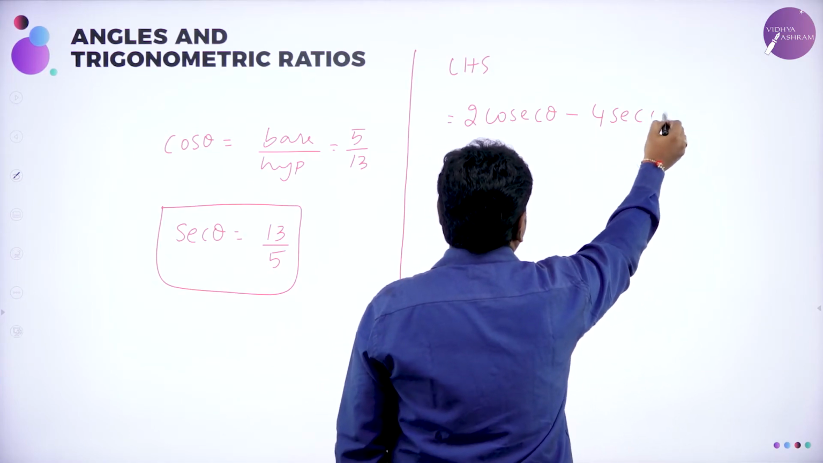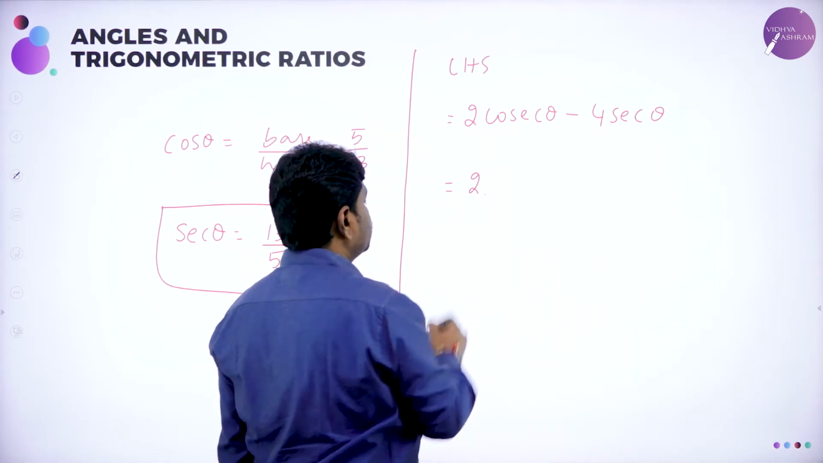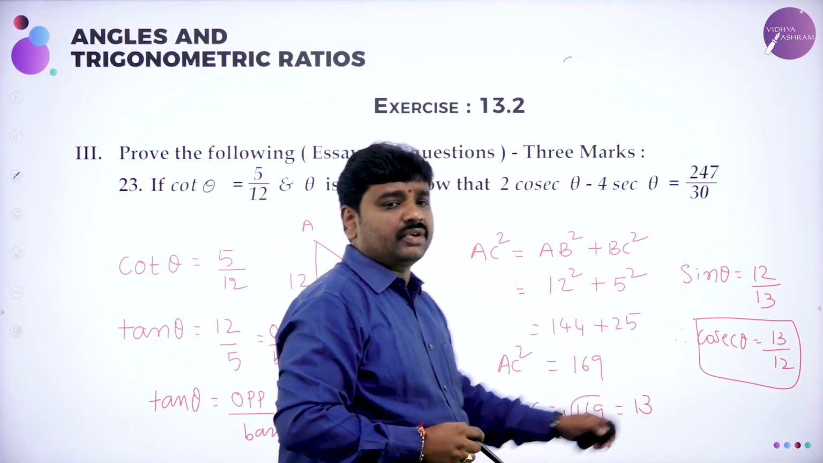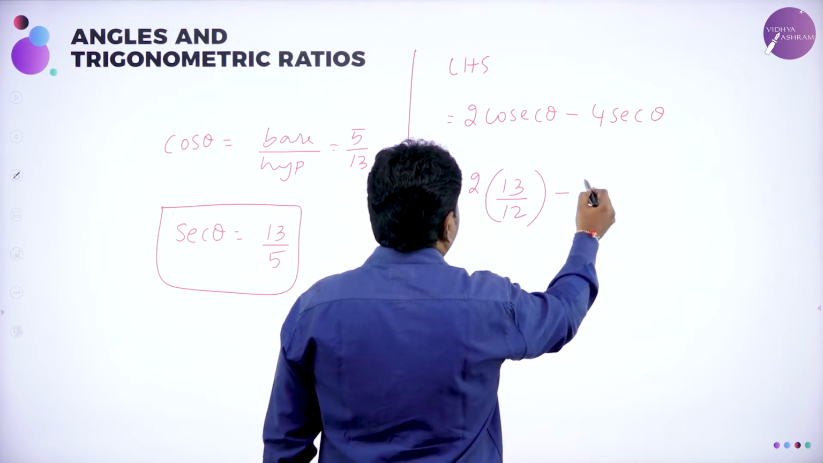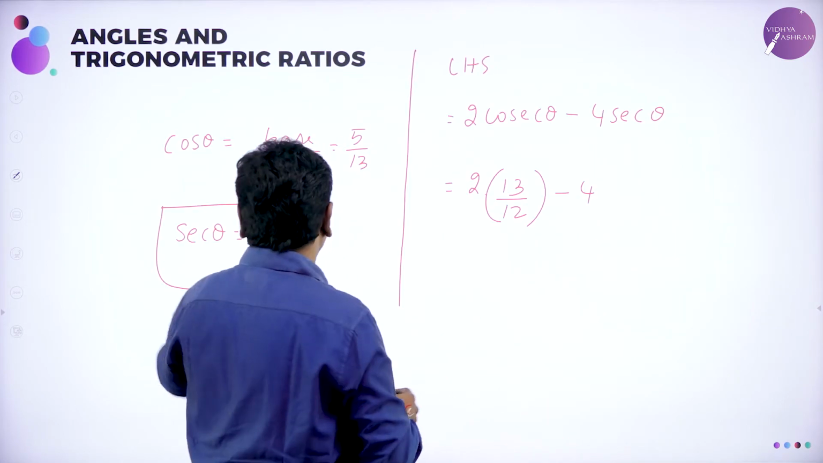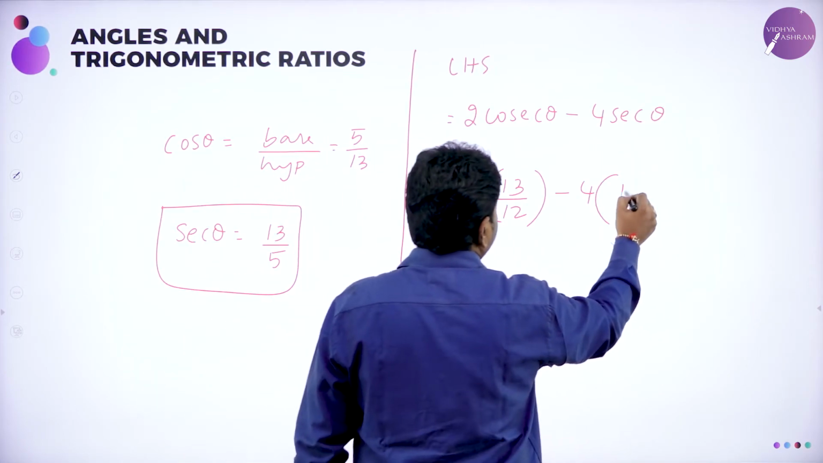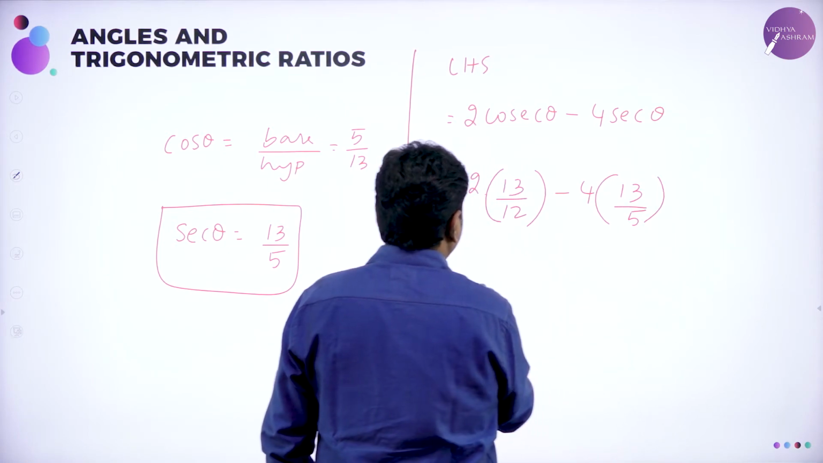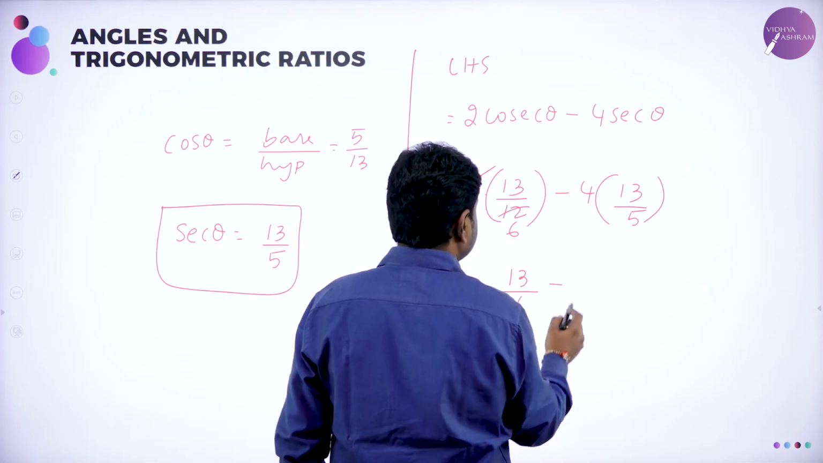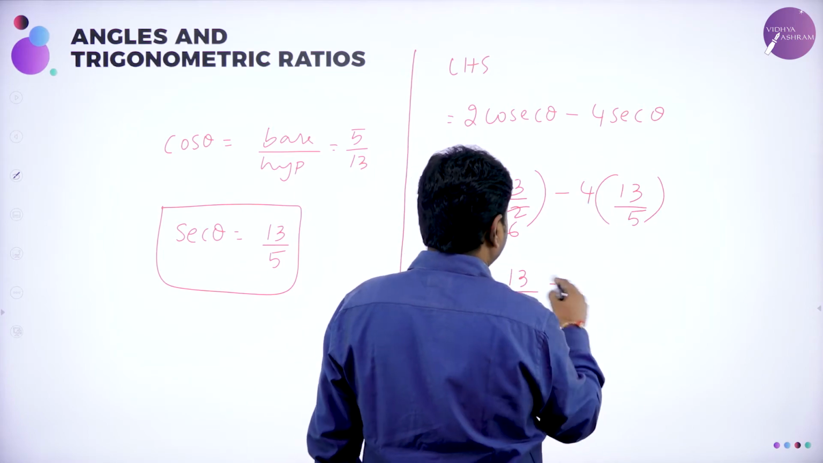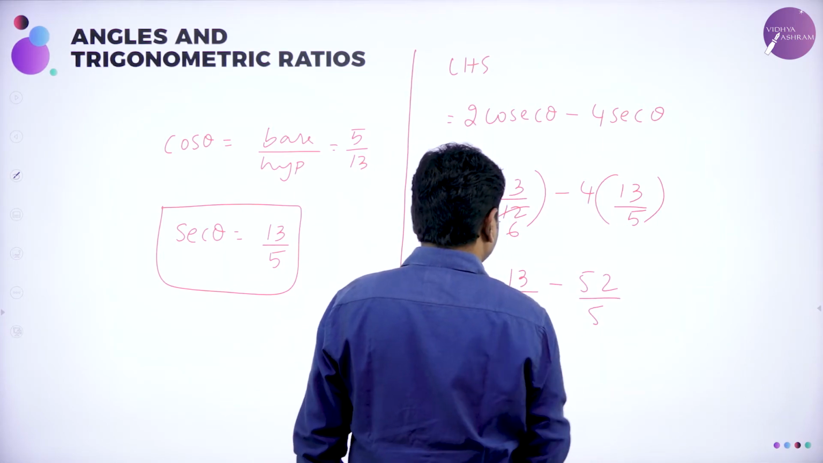So now we got the values, substitute them. 2 times what is cosecant? Cosecant is 13 by 12. Substitute it. 13 divided by 12 minus 4 times secant. What is secant? Secant just now we got 13 by 5. Substitute. So now 2 times 13 by 12, that is 13 by 6, minus 4 into 13 by 5, that is 52 by 5.